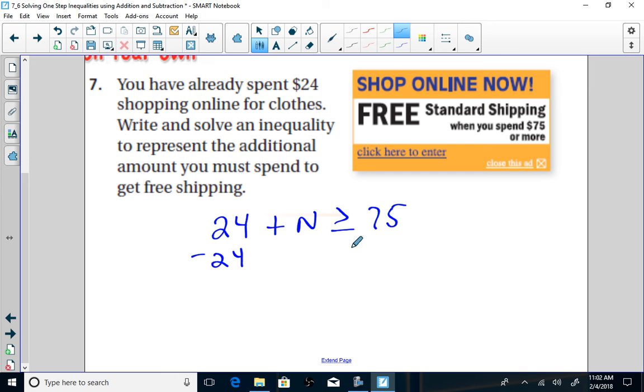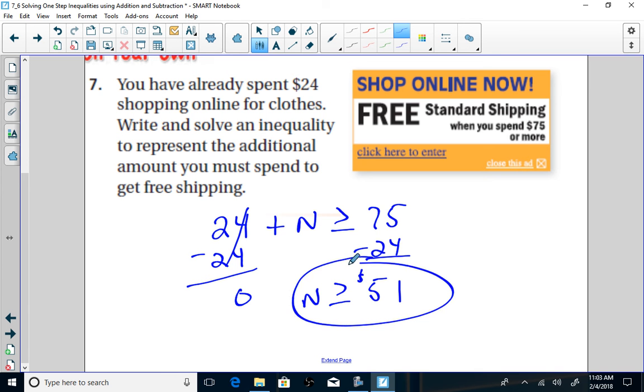We'd start by subtracting 24 from both sides of the inequality. That's going to be 0. And it's going to be greater than or equal to, what's that? 51. So $51 more you're going to have to spend.